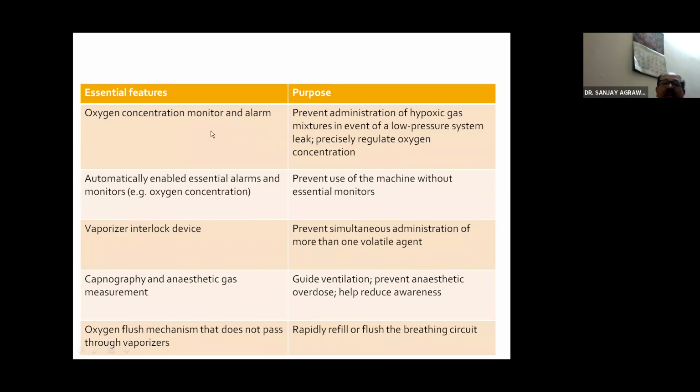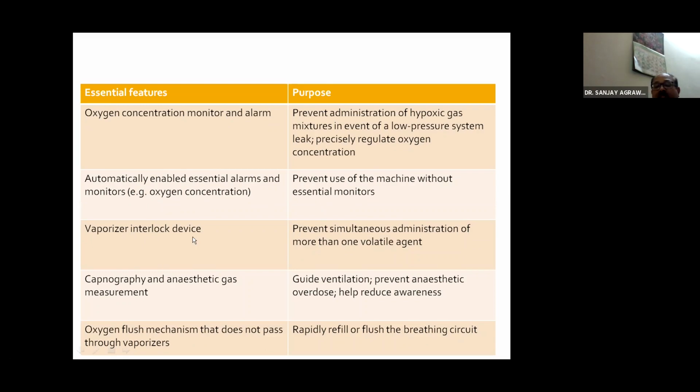Oxygen concentration alarms and monitors. This ensures that the concentration of oxygen in the common gas mixture is at least more than 19%. Automatically enable essential alarms and monitors, for example oxygen concentration; this prevents use of the machine without essential monitors.